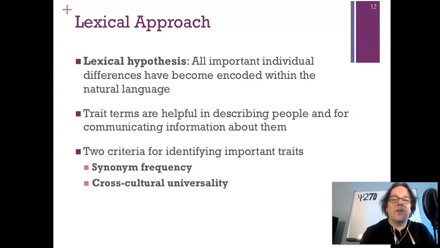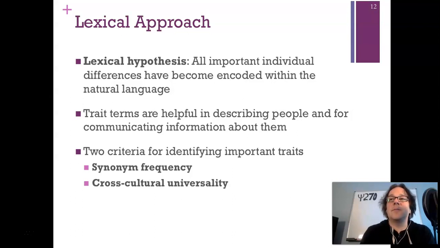So there are two criteria for identifying important traits. The first is synonym frequency. And what do we mean by that? Well, synonym frequency means that if an attribute has not just one or two adjectives ascribed to it, but 6 or 10 or 12 adjectives that are ascribed to it, then this is probably an important trait. This is a trait that has a lot of synonyms. There's not just one or two words to describe this type of trait, but there's actually lots of them, right?